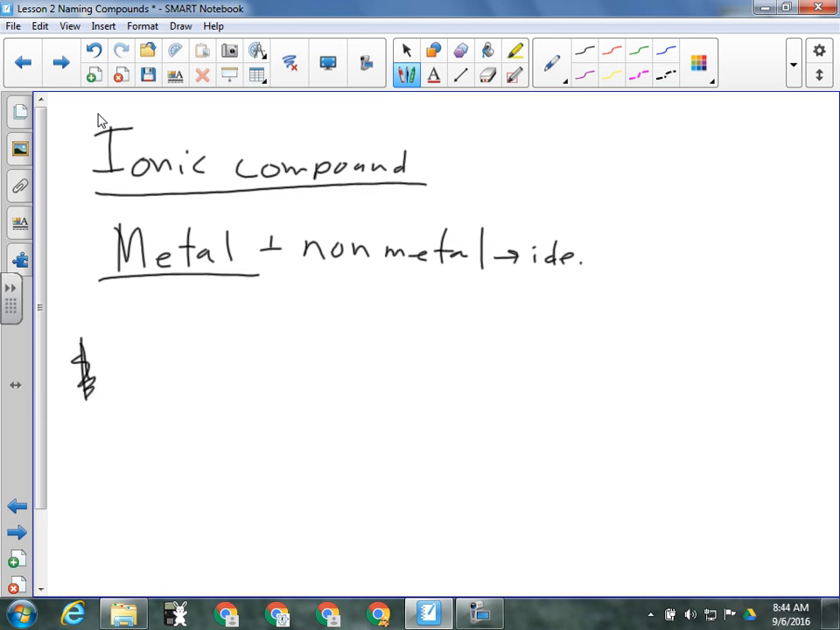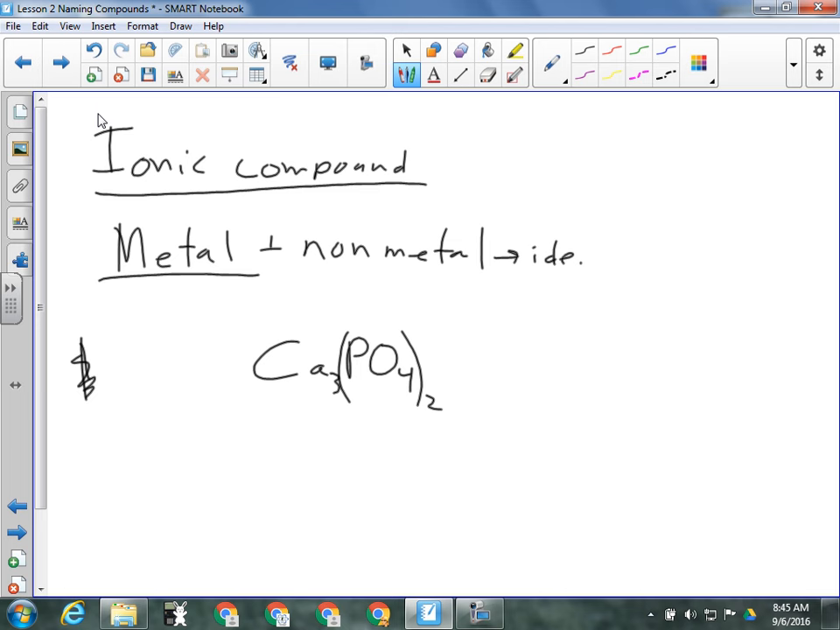Then we talked about polyatomic ions just briefly. So you still have, let's say, a metal, but then it might be joined with something like this, and we would name that simply calcium phosphate. We'd name the polyatomic ions exactly as they appear in the table of polyatomic ions.